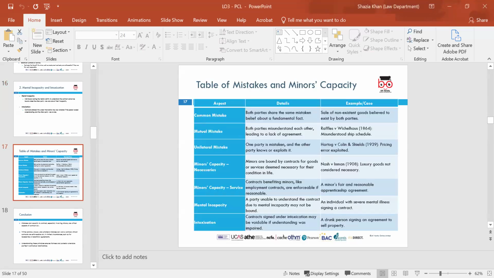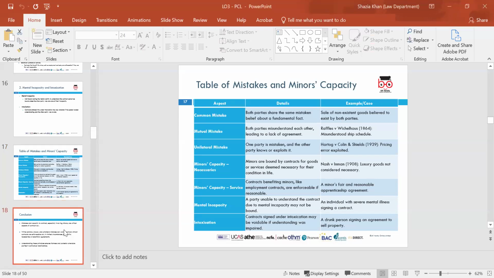So this is looking at tables of mistakes and minors, which we've gone through in more detail earlier: minors with capacity, minors' services, mental incapacity, and intoxication. So have a look at this in your own time, and it also looks at different case examples that you can use to help you identify certain concepts that we've gone through as well.